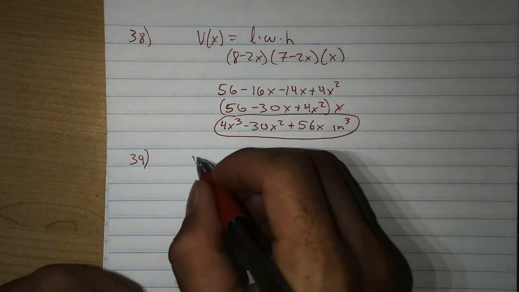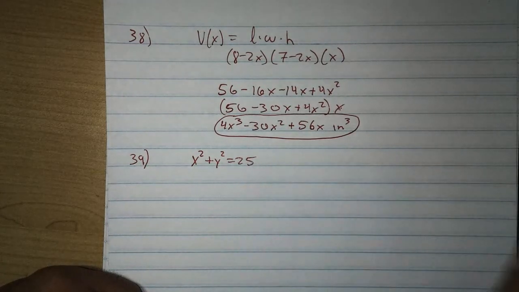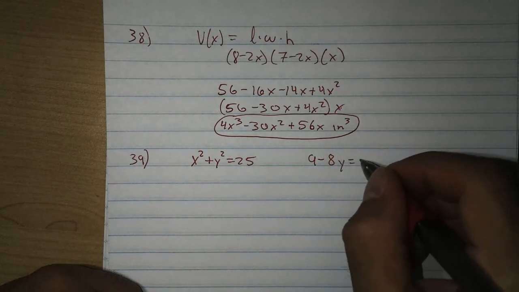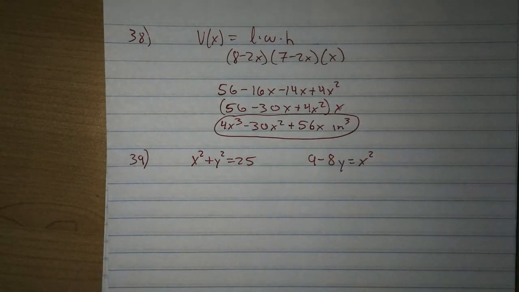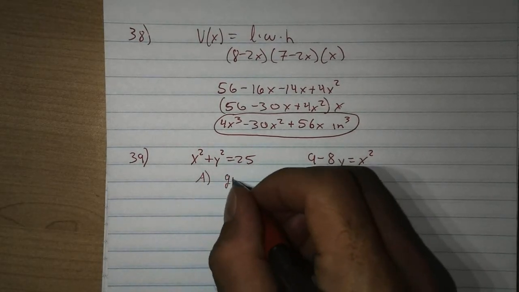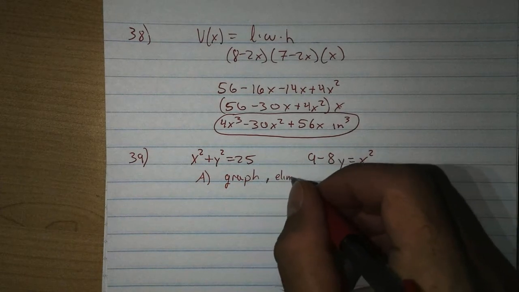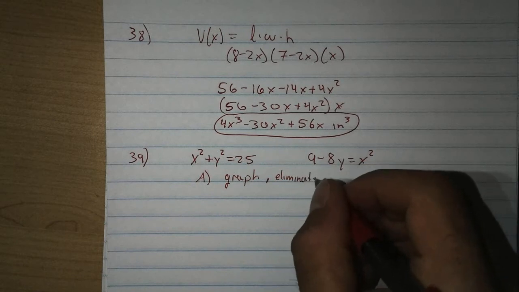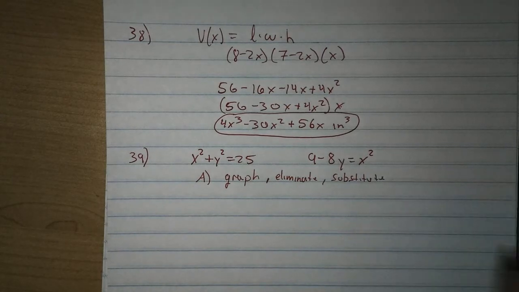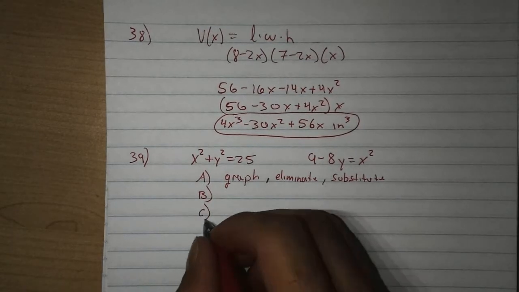In 39, two functions, a circle and a parabola. The question is, when are these going to intersect? The plane collides, meaning point of intersection. Part A, there are 3 ways to do this. We can graph, which we can't do without a calculator really, eliminate, or substitute. And part B basically says, is there a collision? We're not going to answer that until we do part C.